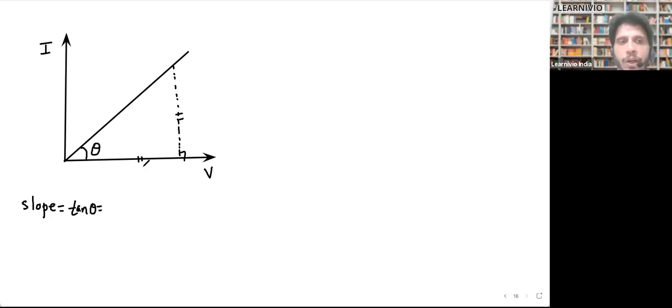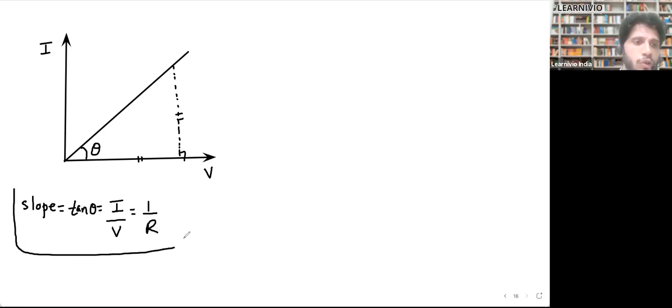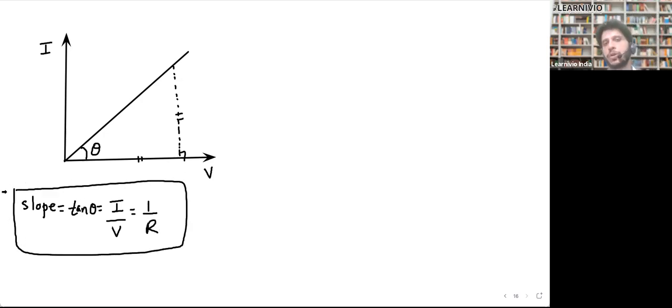Tan theta is perpendicular upon base. Perpendicular is parallel to current. Base is parallel to voltage. I by V, I can write as 1 by R. So the slope of the graph is 1 by R.